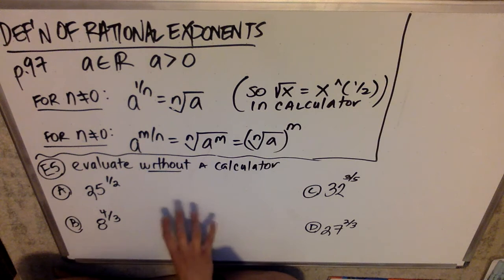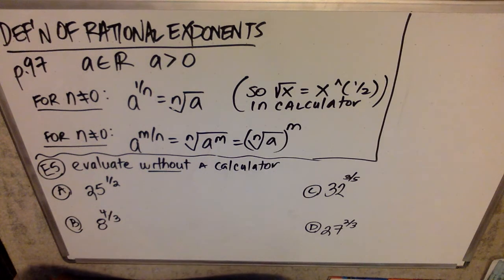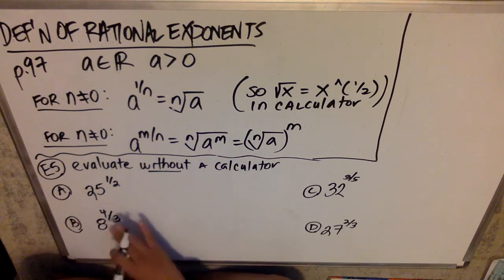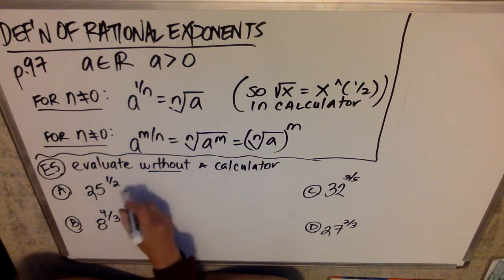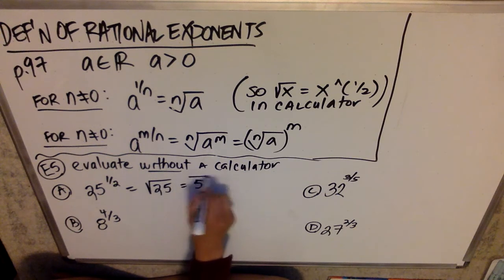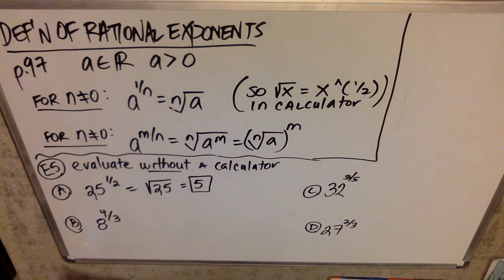Now, what we're going to do in E5 is we're going to walk through evaluating some of these without a calculator. So the easiest way to do that, because most of us feel better with roots than we do with rational exponents, is to rewrite this as a root. So let's start with a. 25 to the 1/2 is the same as saying the square root of 25. Well, that's a 5, so cool. And you can confirm that in a calculator by doing a 25 caret and then in parentheses 1/2.